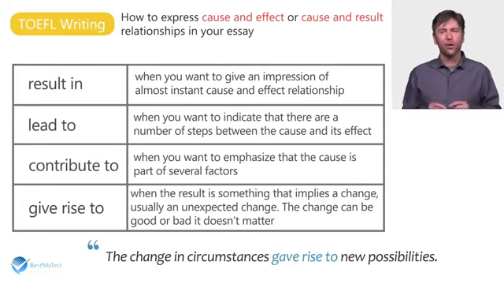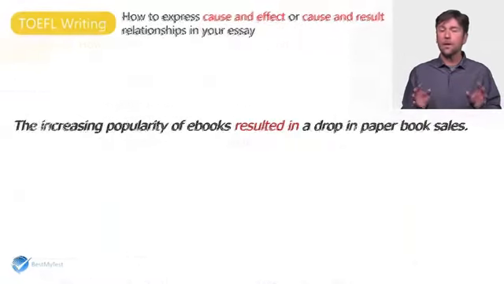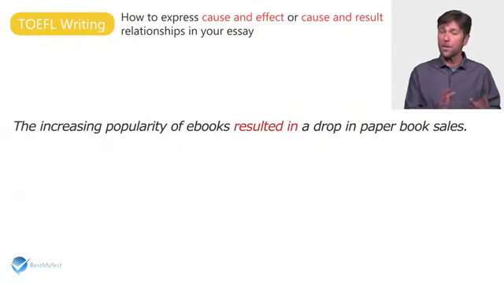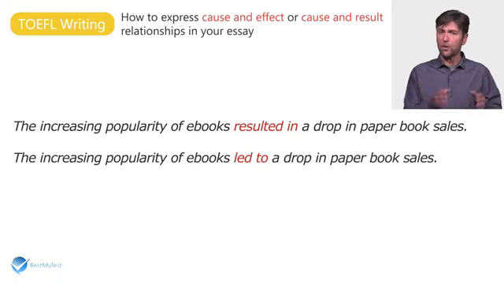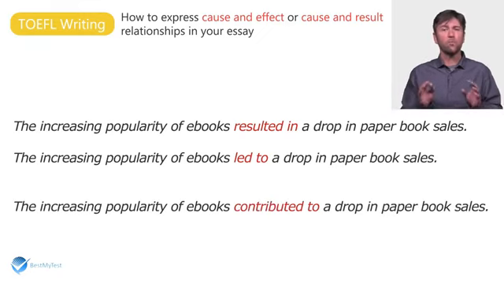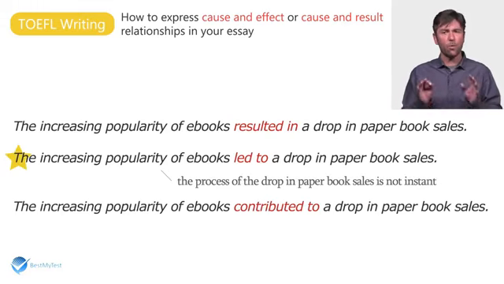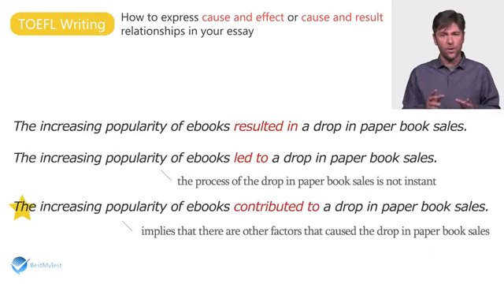Now, let's take a look at the following sentences. The increasing popularity of e-books resulted in a drop in paper book sales. The increasing popularity of e-books led to a drop in paper book sales. The increasing popularity of e-books contributed to a drop in paper book sales. The second sentence would probably make more sense than the first sentence, since the process of the drop in paper book sales is not instant. The third sentence implies that there are other factors that caused the drop in paper book sales.